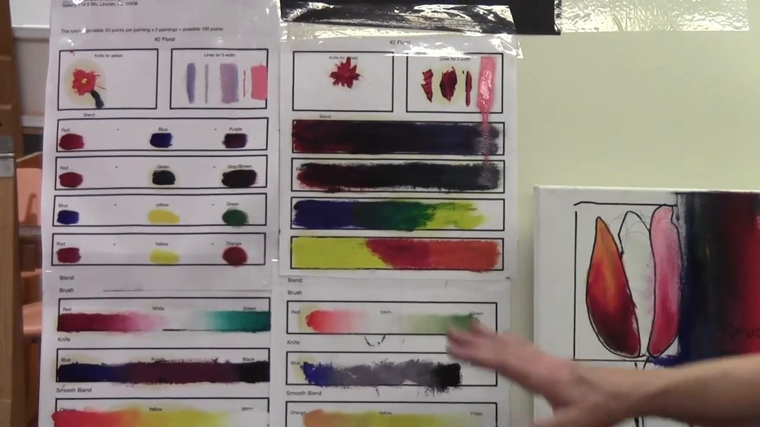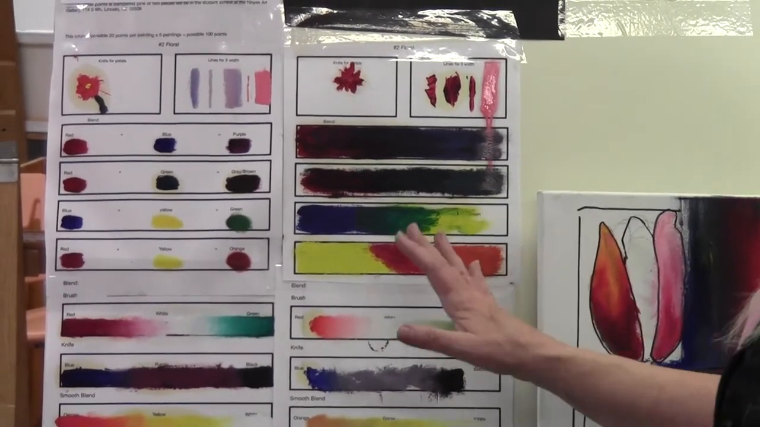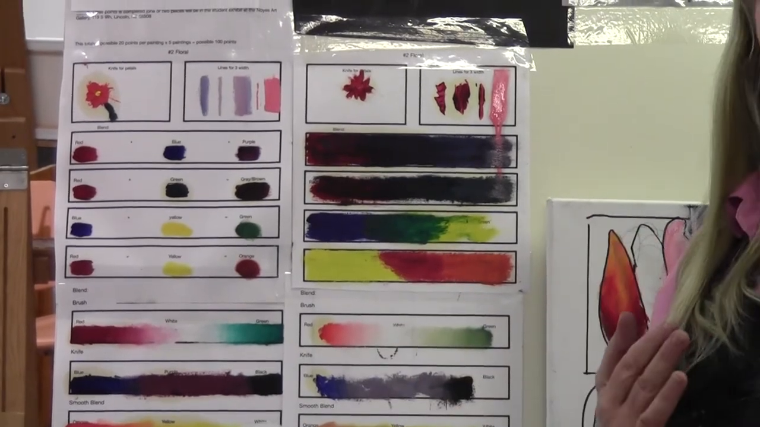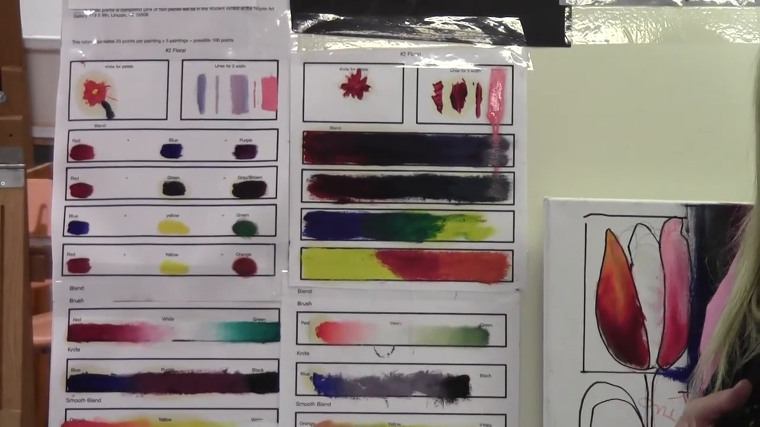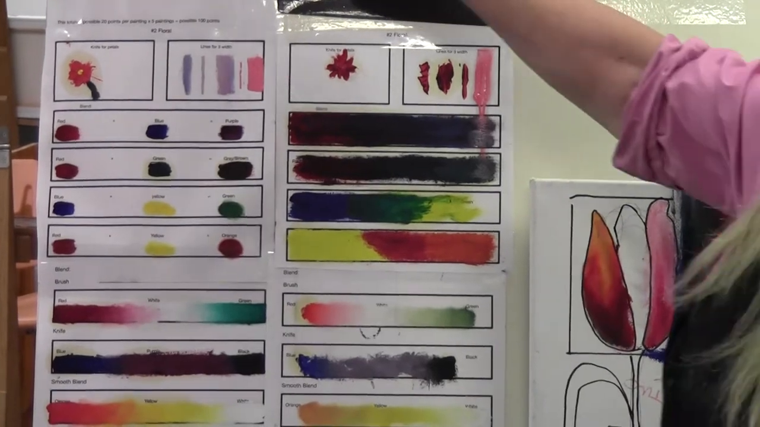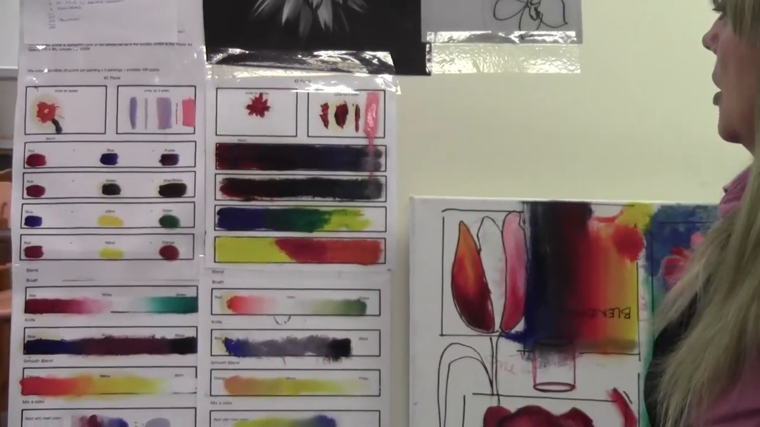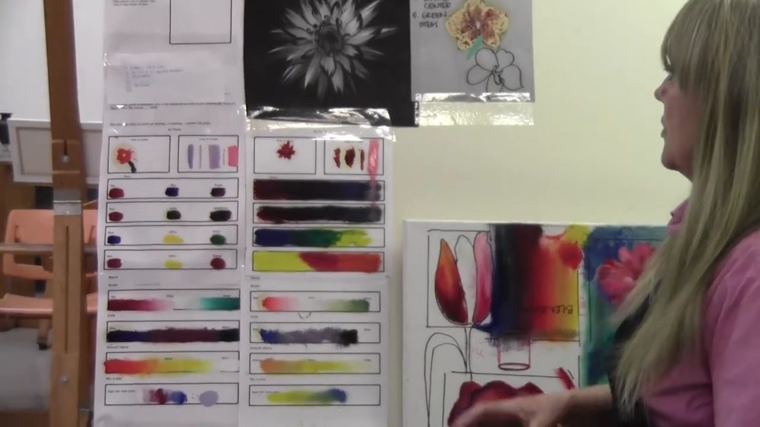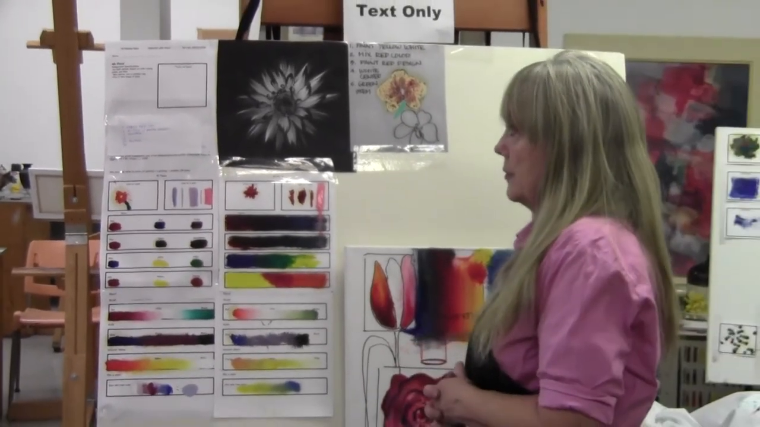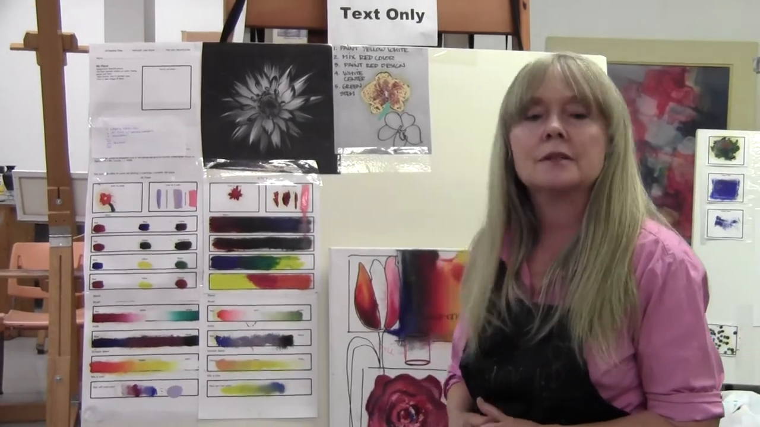So this is what we're going to start with first in doing your floral. You're going to pick out a floral, take a photograph of it, do a thumbnail, and practice these techniques on your technique sheet. And then we will progress from that point into your painting. So this is floral, number 2 painting class. So incorporate the techniques you've already learned in painting number 1, and we'll see you in class.